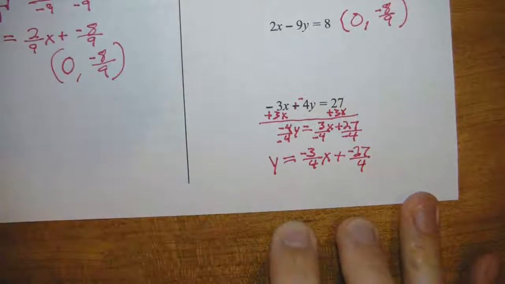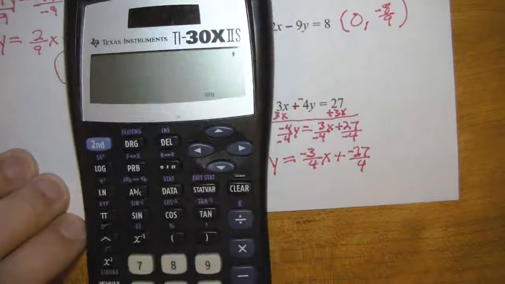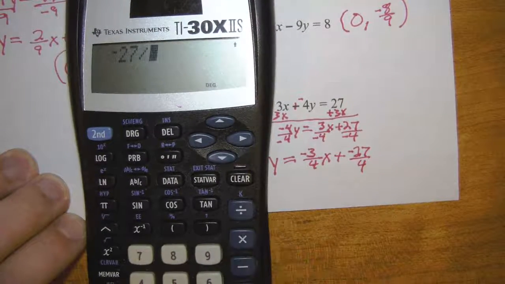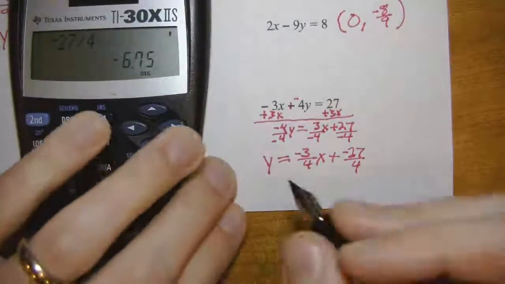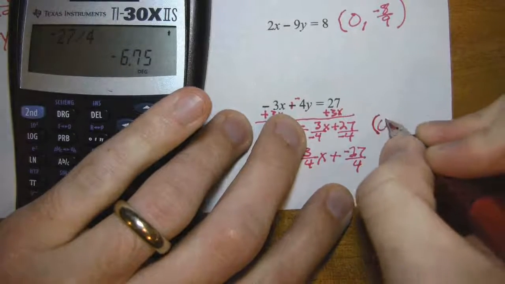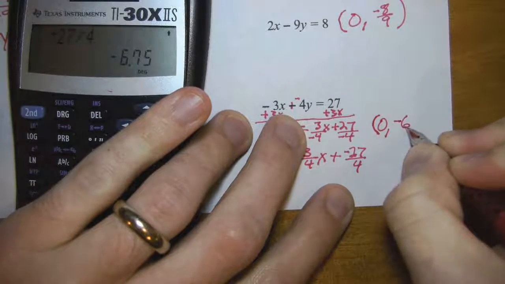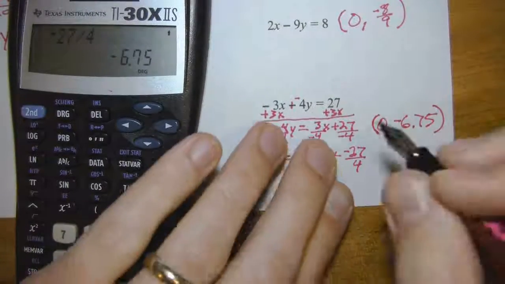So take a look. Your calculator can help you out. One way we can do it is just take negative 27, divide it by 4, and we end up with negative 6 and 75/100ths. So we could say our y-intercept in this case is (0, negative 6.75), and that would be perfectly acceptable. One way to do it.